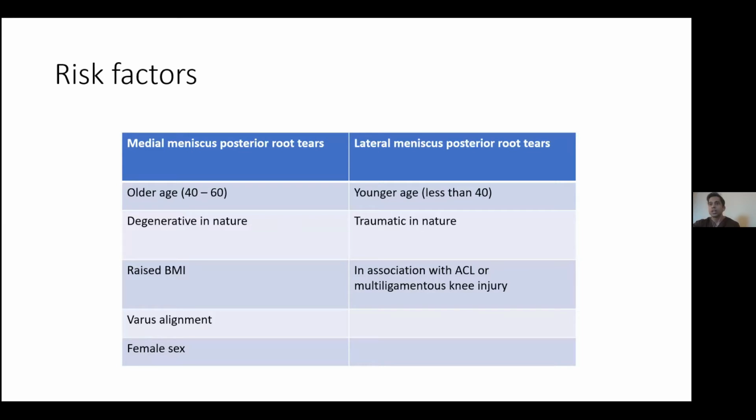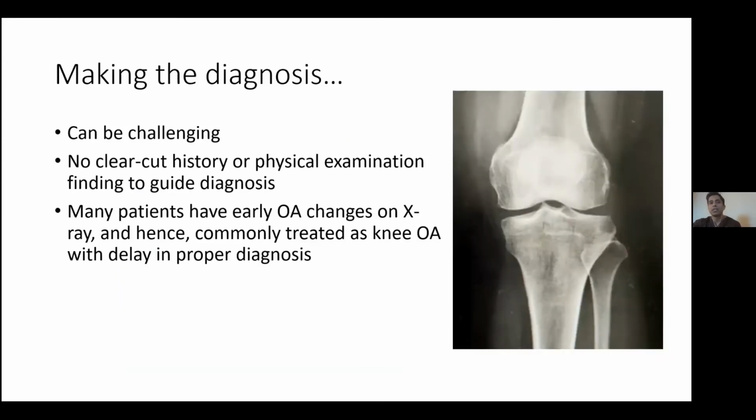The lateral meniscus posterior root tear, on the other hand, usually occurs in younger patients, is traumatic in nature and usually associated with ligamentous injury. Most of these patients present to the orthopedic surgeon for ligamentous instability, so the onus is on the surgeon to try to identify it. But the problem usually lies with the medial meniscus posterior root tears, because this older group doesn't immediately present to the orthopedic surgeon, and hence the diagnosis can a lot of times be delayed.